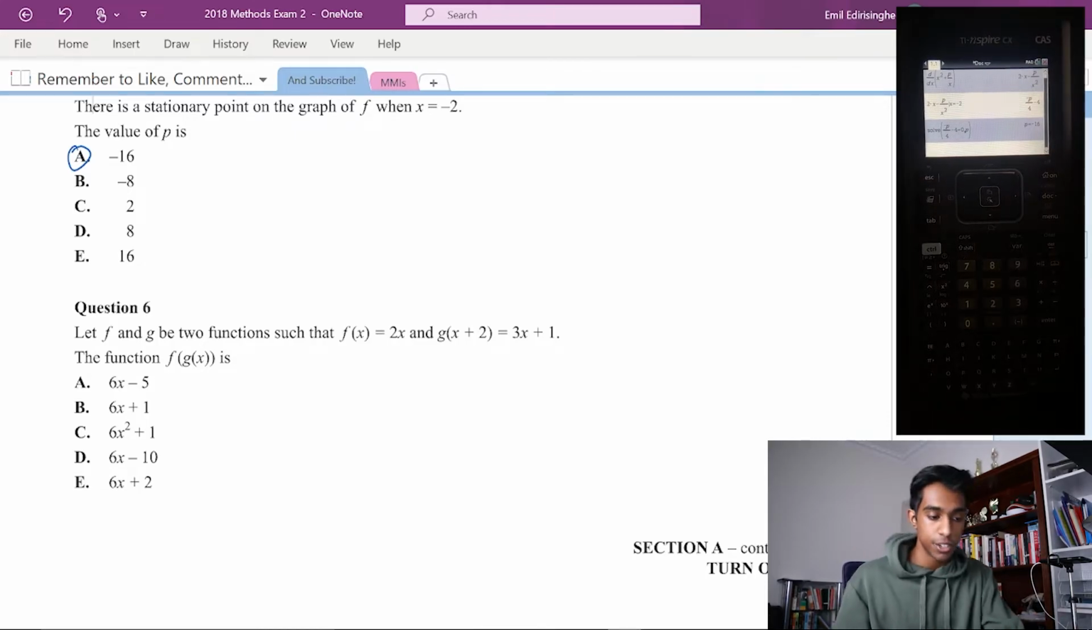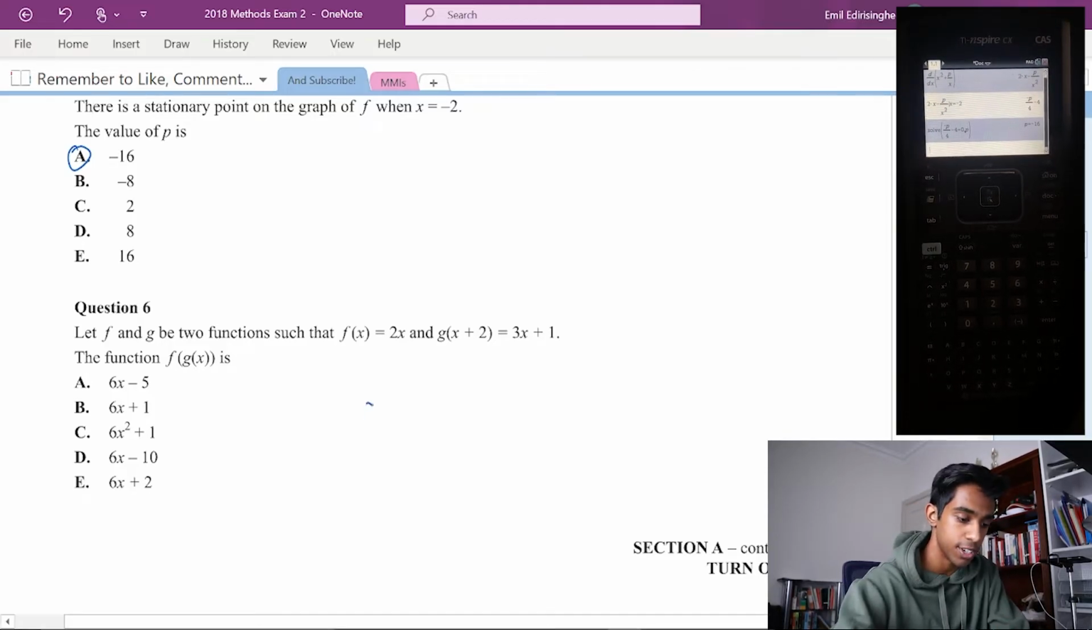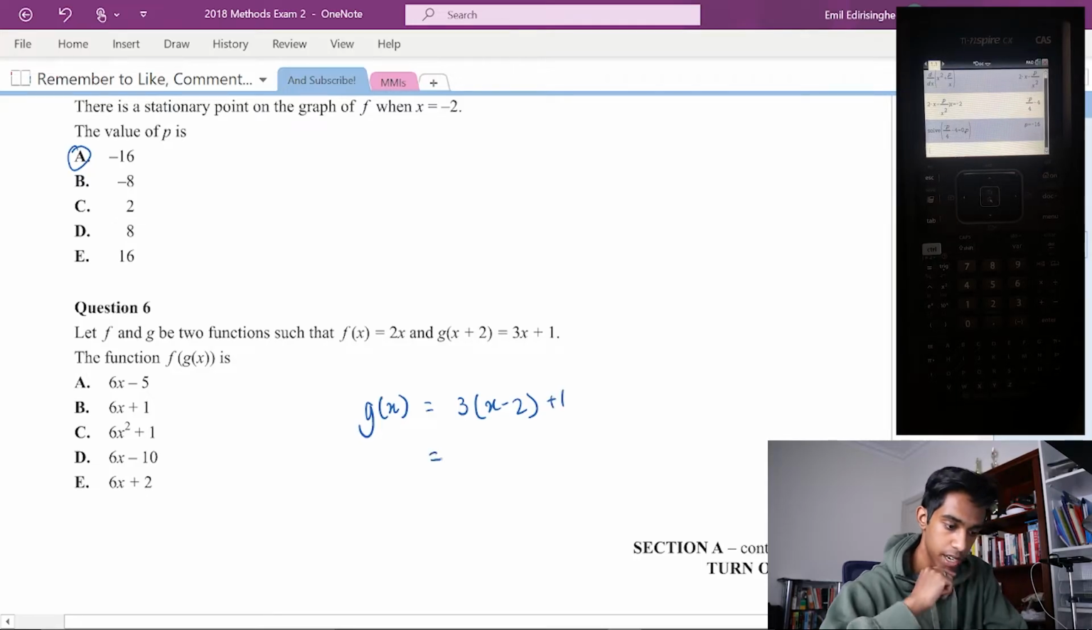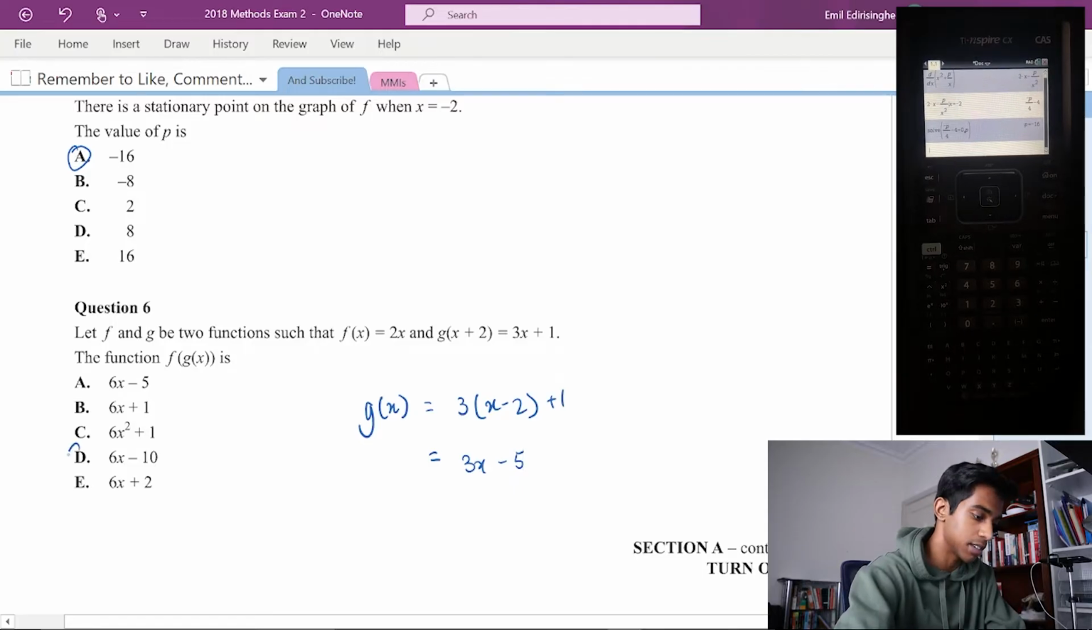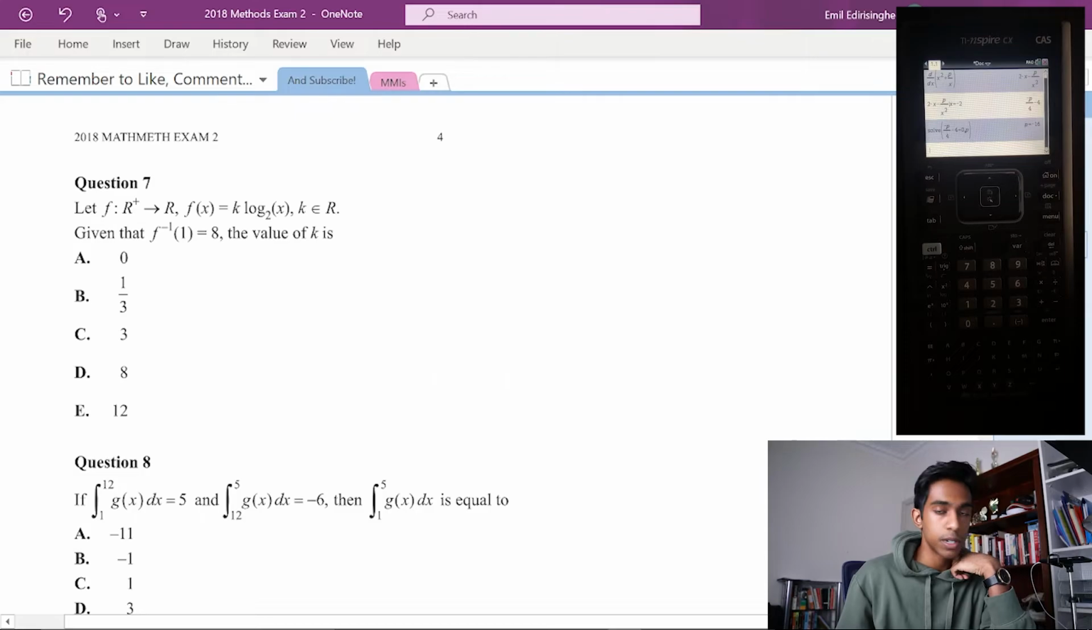So if g of x plus 2 equals 3x plus 1, then I think that g of x is going to be 3x minus 2 plus 1. And we'll just work this one out. There's going to be 3x minus 6 plus 1, which is minus 5. And then we've got f of g of x, that is going to be 6x minus 10 because f of x is 2x. So now we're doing question 7.